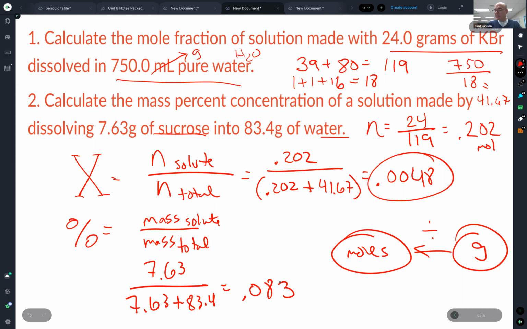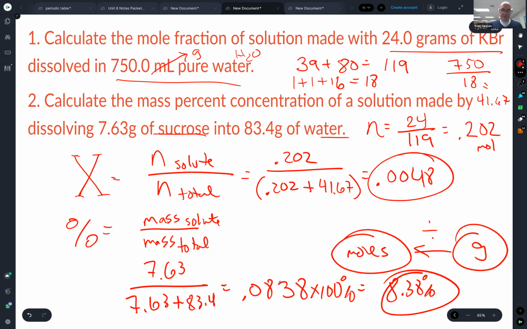0.0838. We got to have 3 digits. Again, this one is a decimal, but we need to turn this into a percentage this time. So don't leave it as a decimal, turn it into a percent, and you get 8.38% solute.